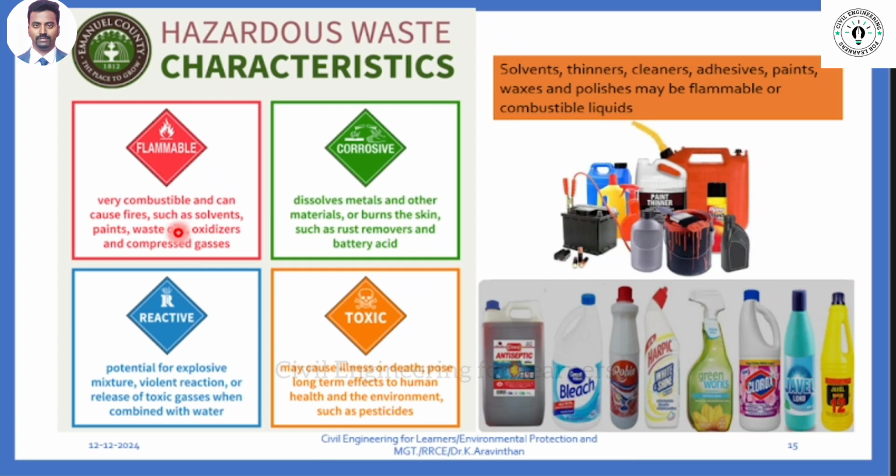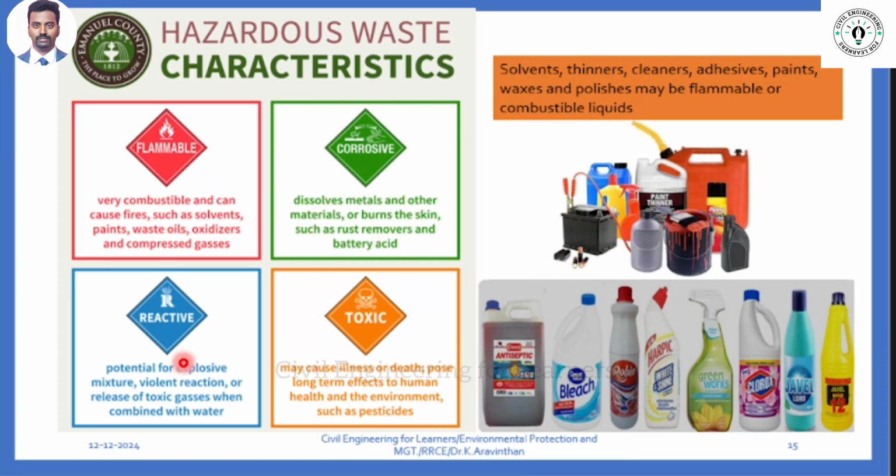For lamps we use oils, petrochemicals. In the petroleum industry we use crude oil. These crude oil wastes have the capability of flammability. Next thing is corrosive. What do you mean by corrosive? It can slowly deteriorate the material as well as it can burn the skin. So these are the characters of corrosiveness, such as rust removers.